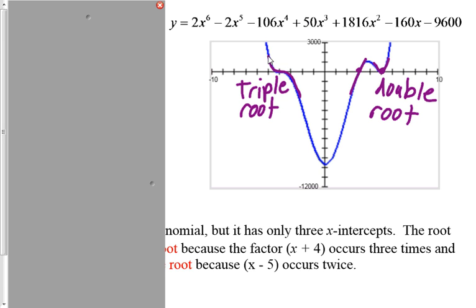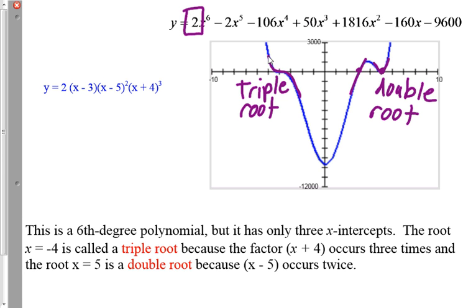Now, if I wanted to write this in factored form, I could easily see that my a is equal to 2 from my general form, and I would simply fill in where my root is 3, where my root is 5, and where my root is -4. As I see, my root of -4 occurred 3 times, my root of 5 occurred twice, and my root of 3 occurred only once.